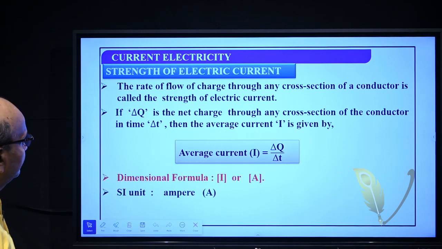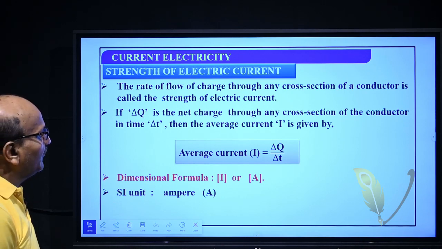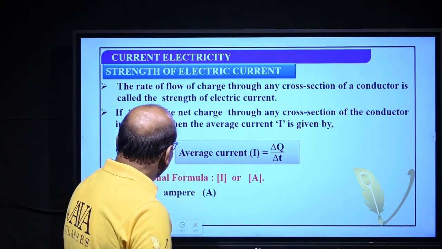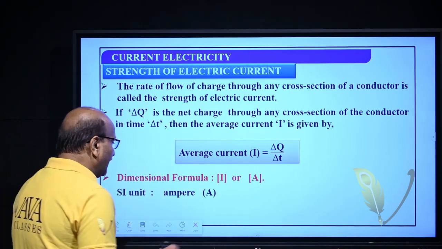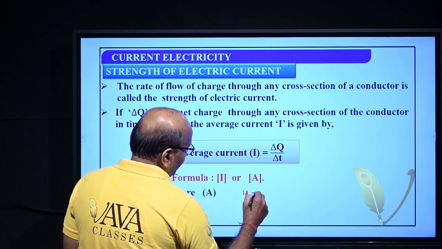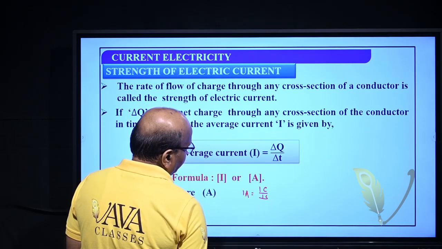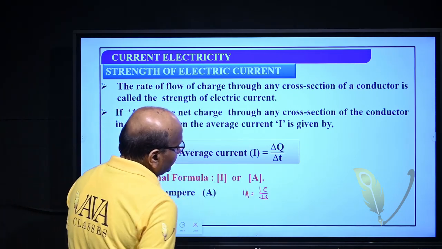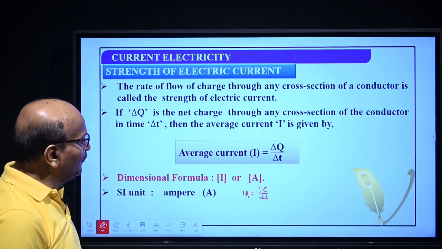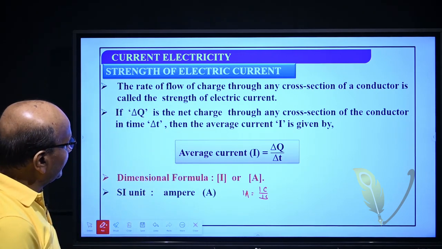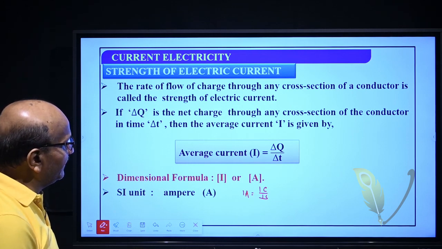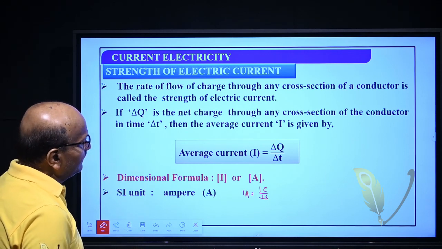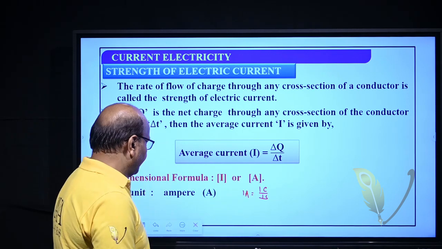Then, what is the unit of current? That is ampere. So 1 ampere is equal to 1 coulomb by 1 second, and its dimensional formula is written as A, because we know from class 11 that current is a fundamental quantity. Like mass, length, time, current is a fundamental quantity, therefore the dimension of current is A.